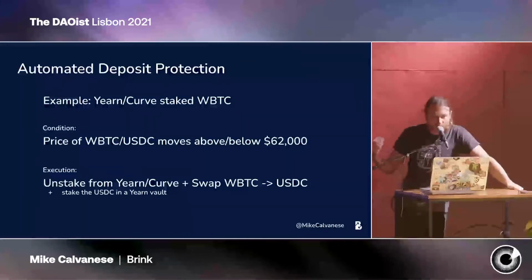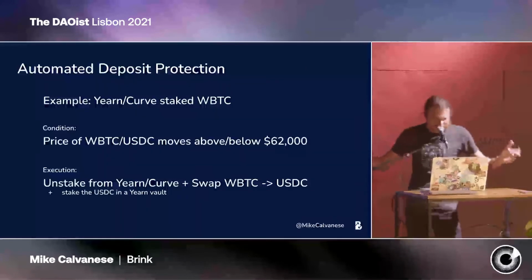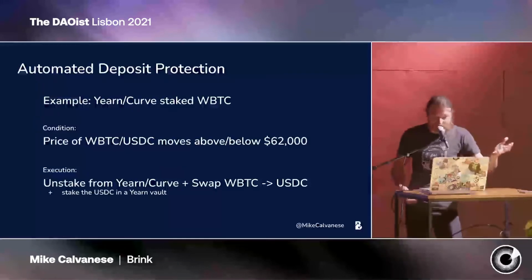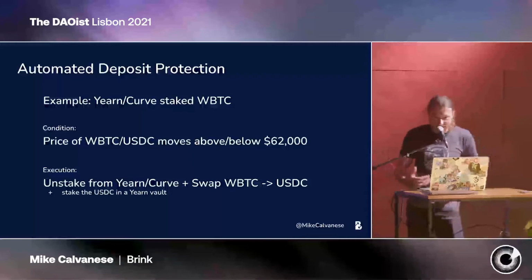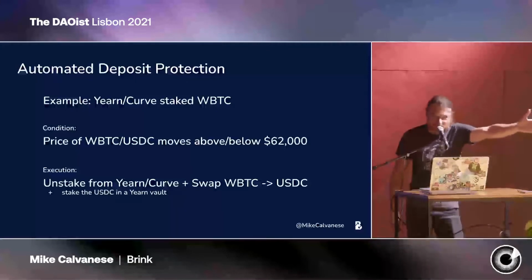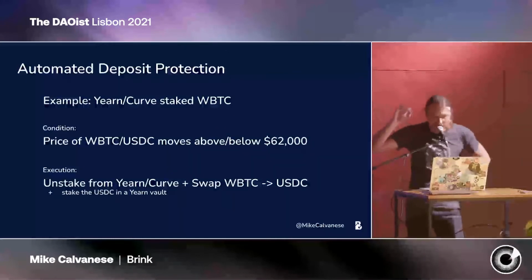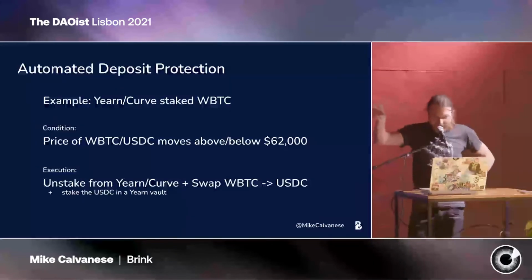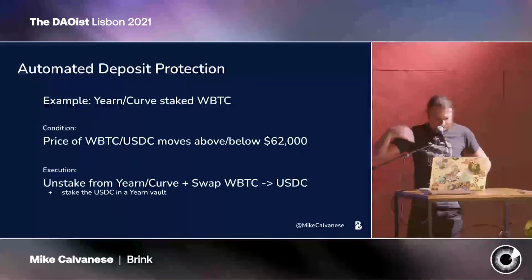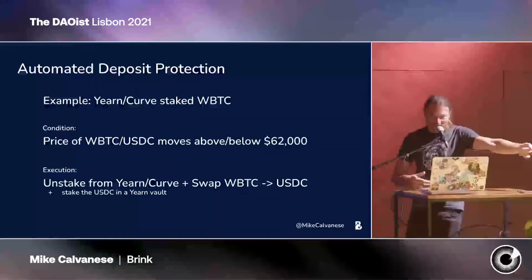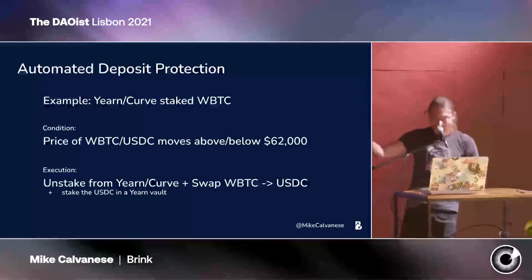But what we've built actually allows this for really any automation type and any condition. So I'll give a few more examples. This is one we hear about all the time: deposit protection. Obviously, tons of assets on chain are staked. Most TVL is staked, yield bearing in some way. So you have something like WBTC staked on Yearn and Curve. You can set some condition that says, okay, I have this stake. If the price of that WBTC relative to a stablecoin like USDC moves above or below this threshold, then do this execution: unstake it, swap it, and even restake it.